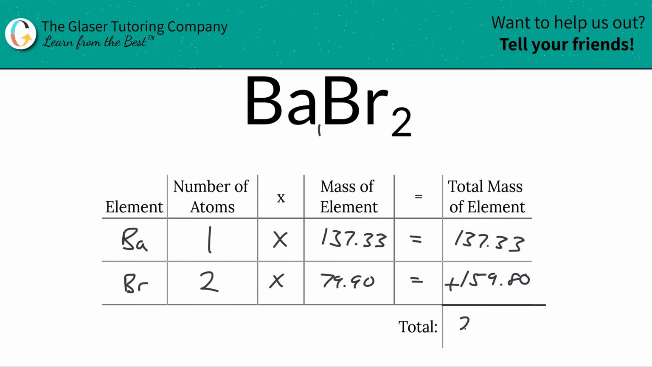Nice and simple. 297.13. Since we're finding molar mass, the units here are in grams per mole. And that's it. Now you know how to find the molar mass of barium bromide.